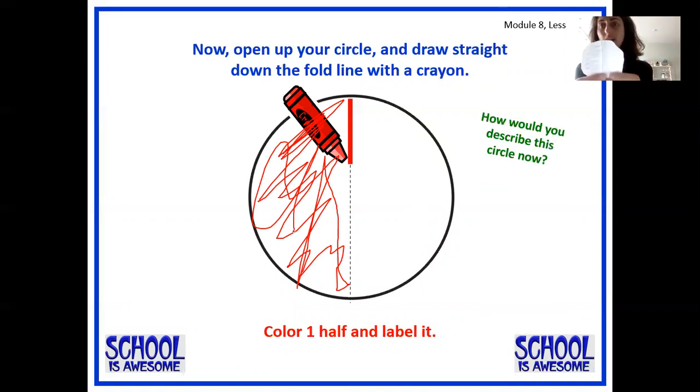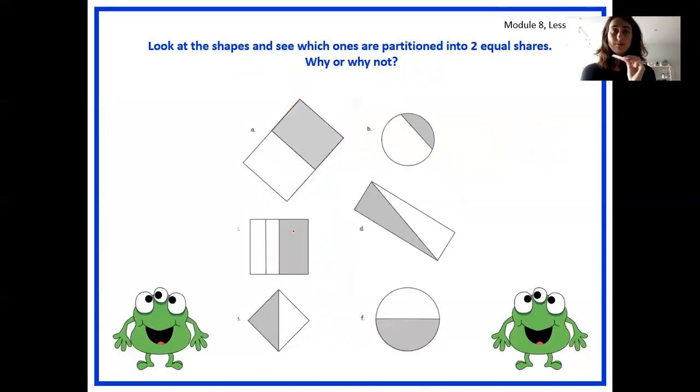Okay, so how could we describe this circle now? One side shaded, one side not, right? It's a whole circle split into two equal shares. Two what? Two halves. Two equal shares, two equal parts, two halves, okay? Good job.